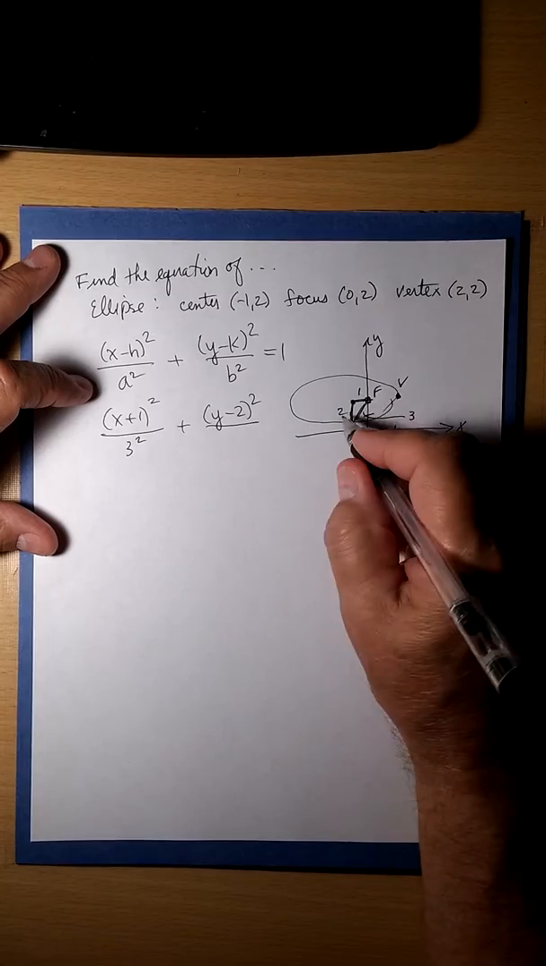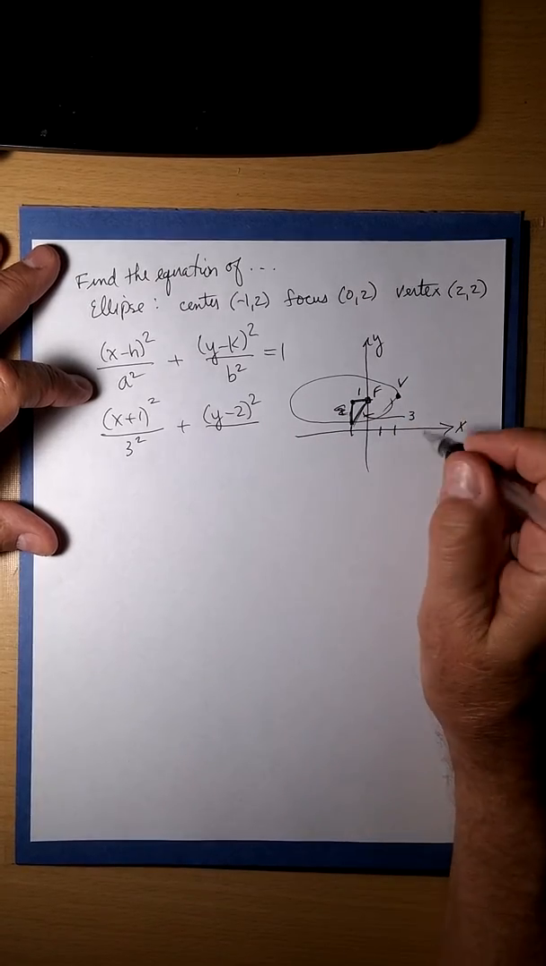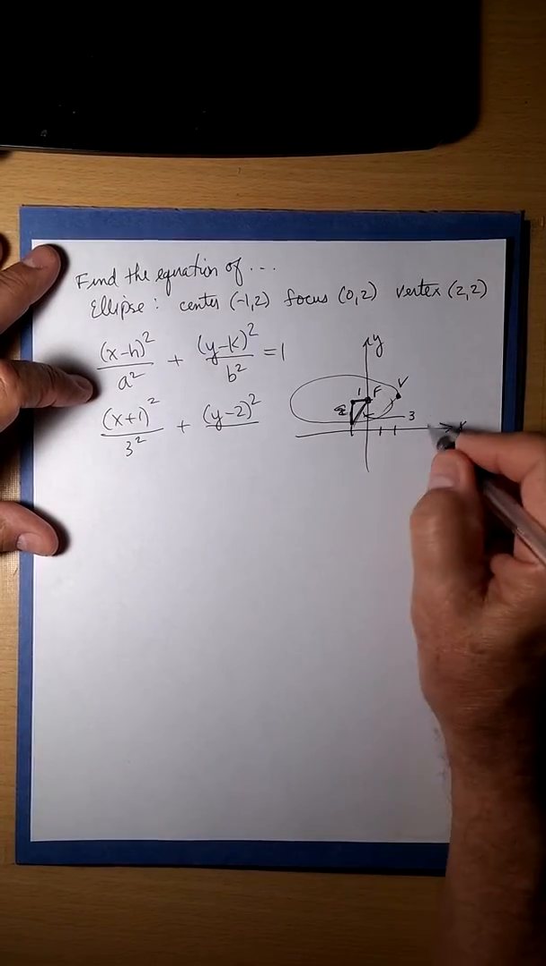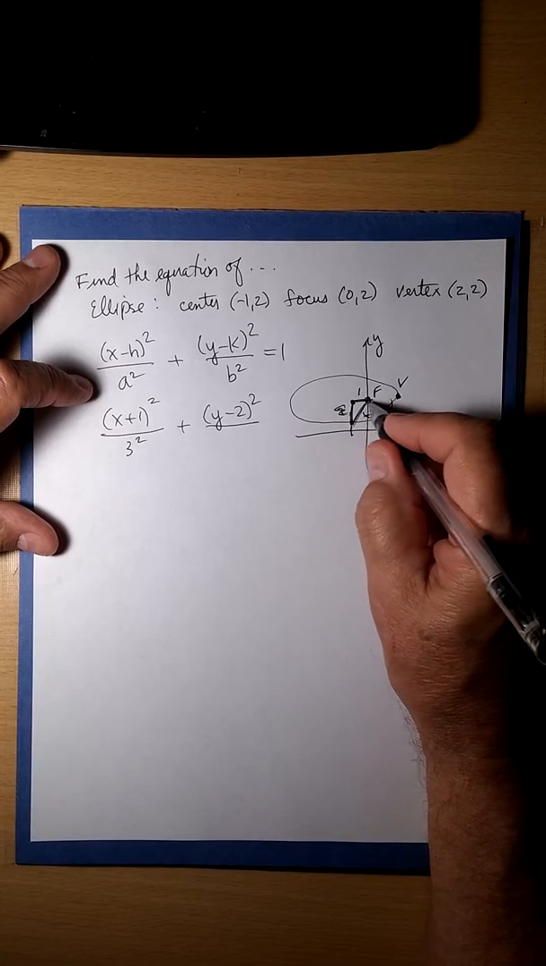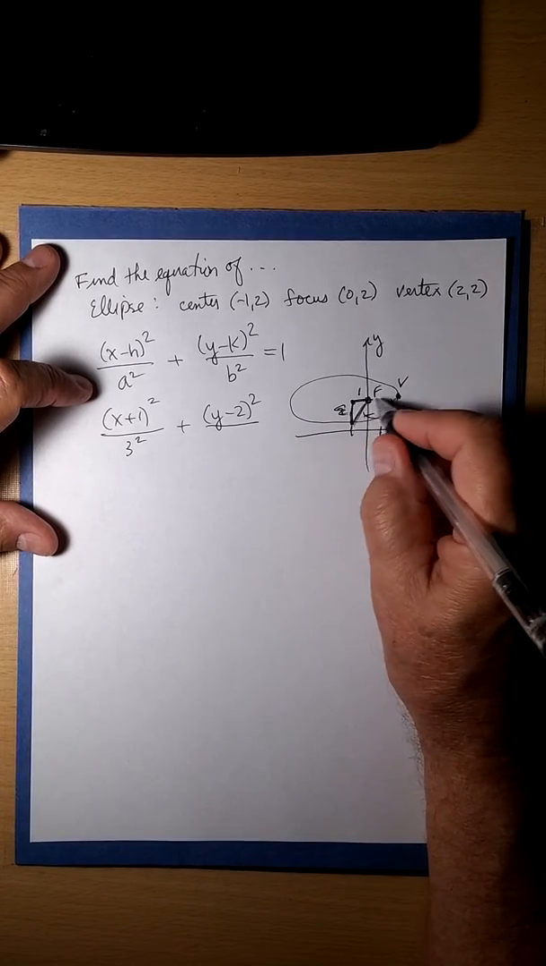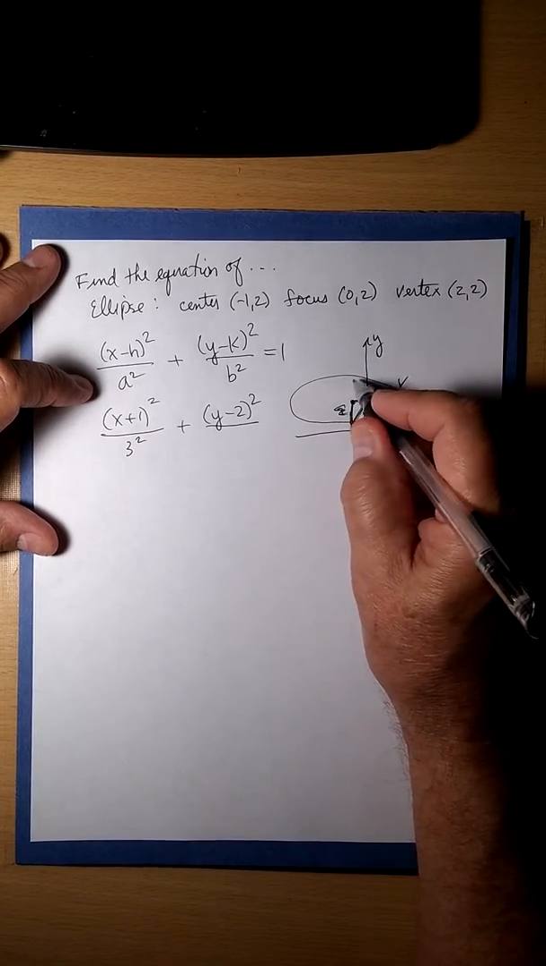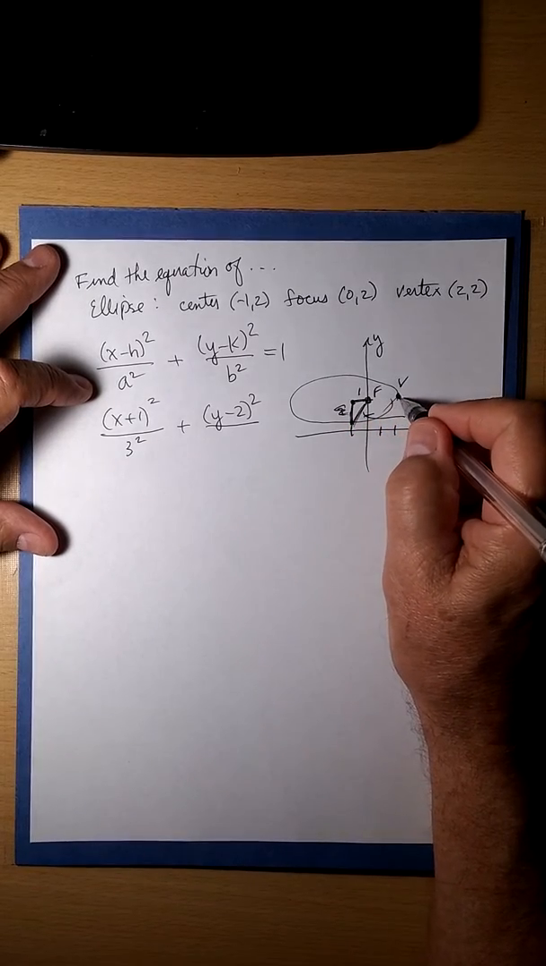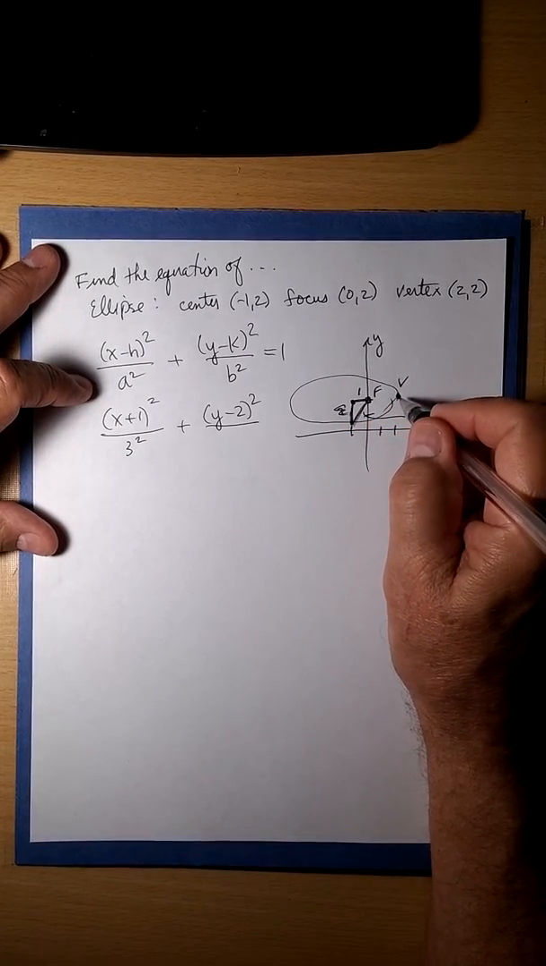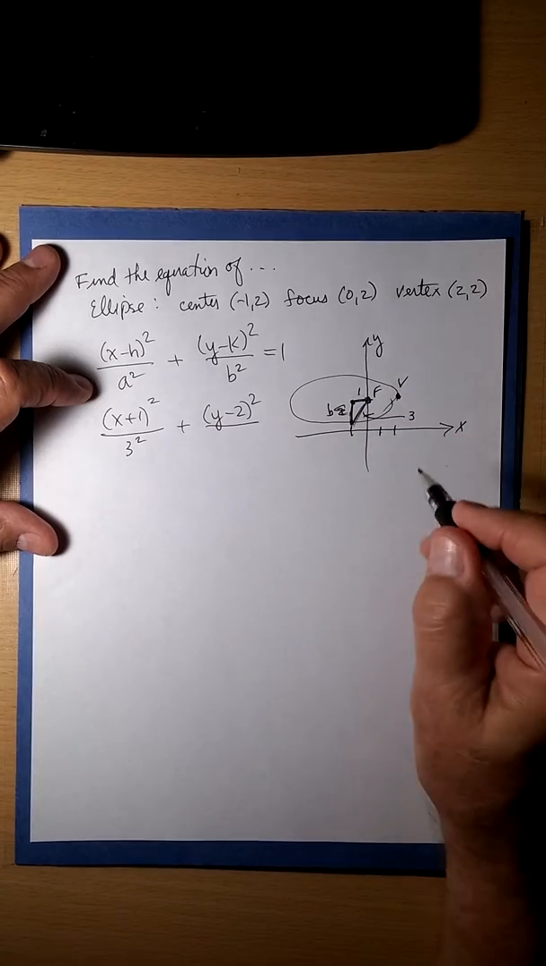Let's see, do we know that? We don't really know that. I'm sorry, that was wrong. We know the 1. And we know this is 3 because it goes from that point at (-1, 2) over to (2, 2). But we don't know this. We don't know what b is.